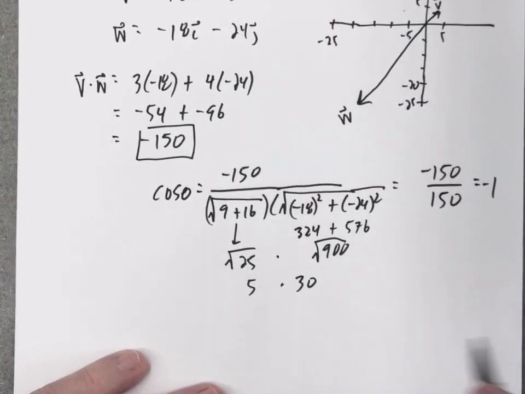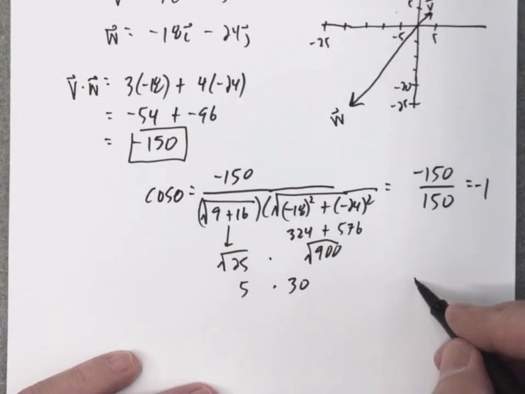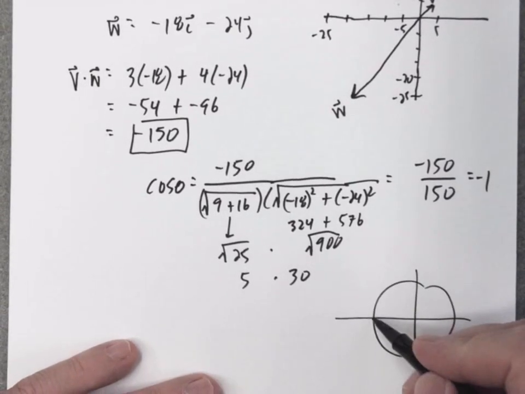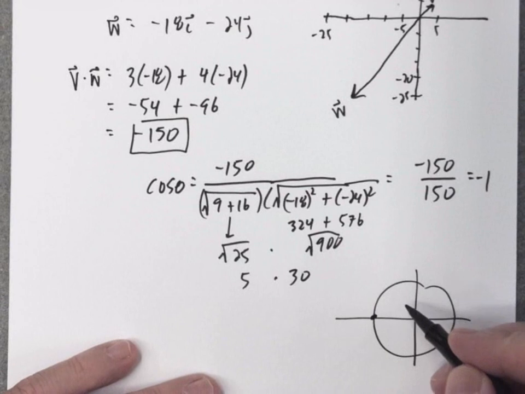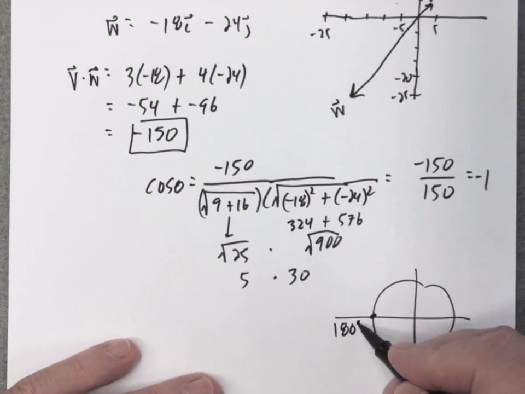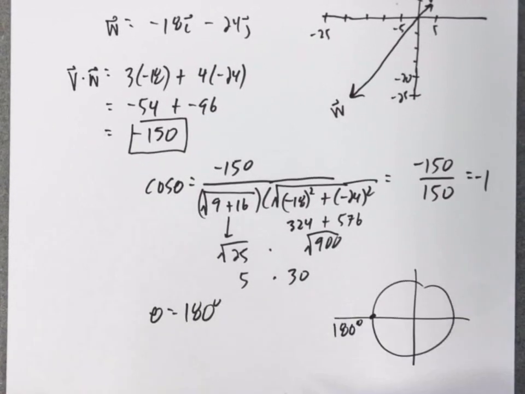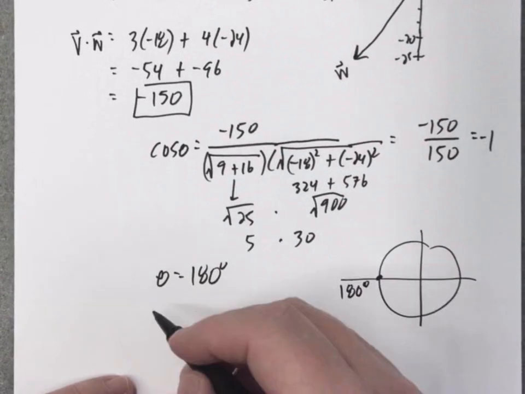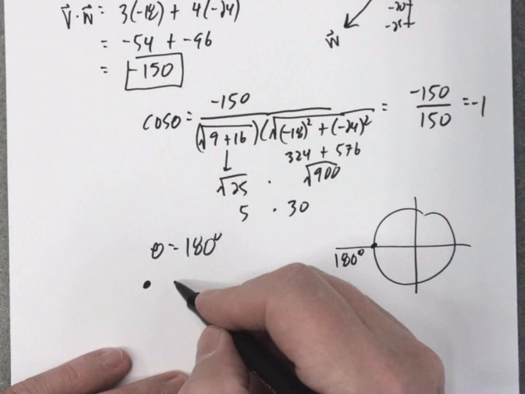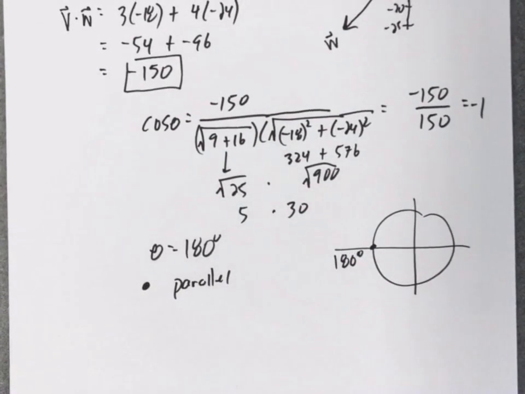So now you ask yourself, you can just do this in your head, what's the angle where the cosine is -1? Well, the cosine is -1 is over here. What's that angle? 180 degrees, right? So the angle is 180 degrees, and therefore what we thought might be true is true. Those two vectors are parallel.